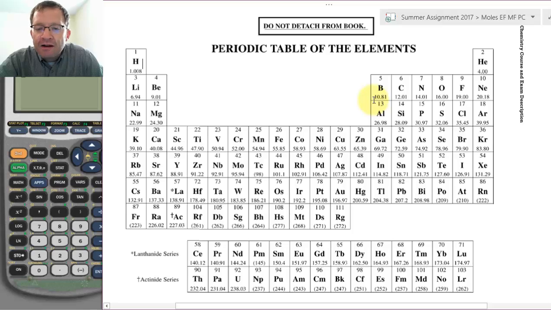So this is the AP periodic table. If you don't have one, you should. If you don't, you can certainly just look at mine. You can go online, just search AP chemistry periodic table, and you'll probably find it all over the place too.